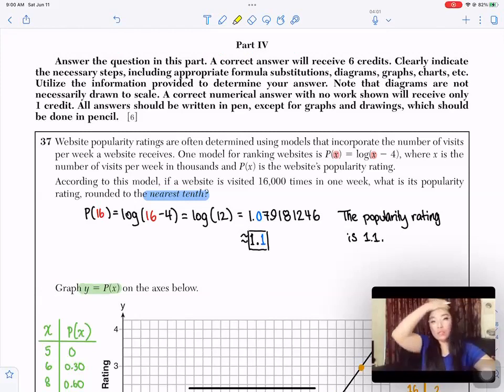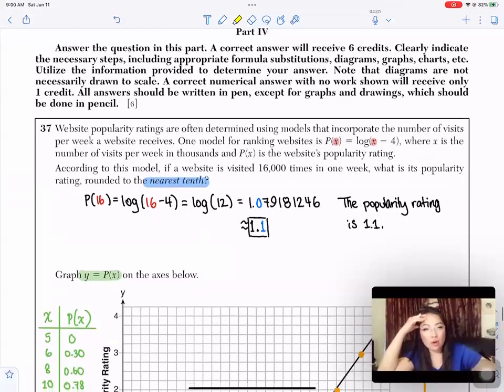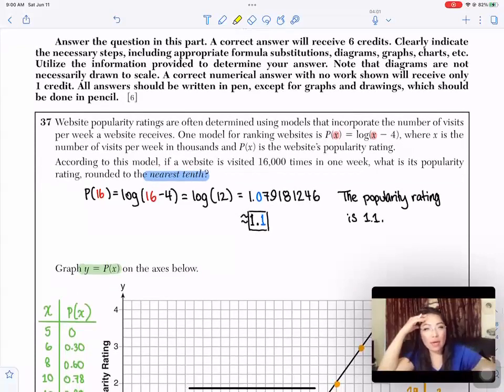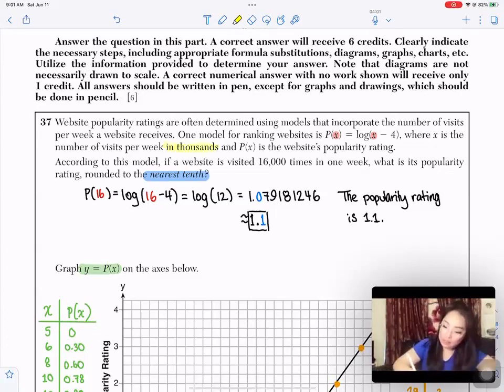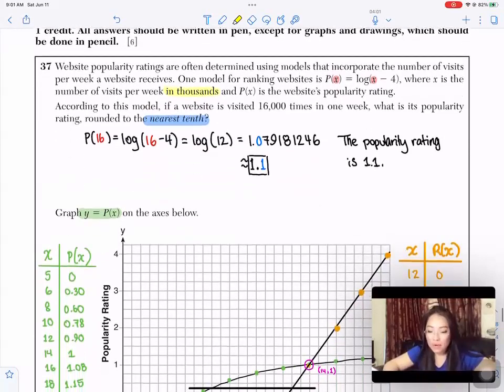So they wanted you to substitute 16 into the function. And so you get 16 minus 4. Now, the common mistake is that students write 16,000, and just remember that the number of visits is already in terms of thousands, like this keyword here, in thousands. So do read the problem carefully and annotate if you need to. So this is approximately 1.1.